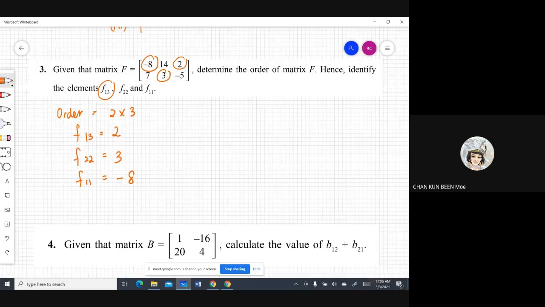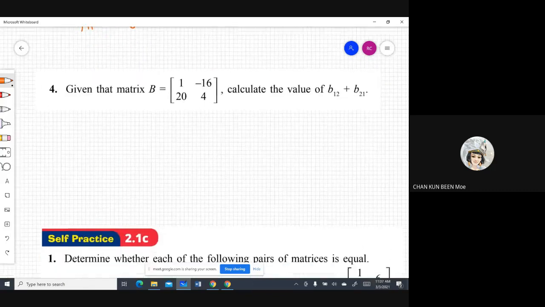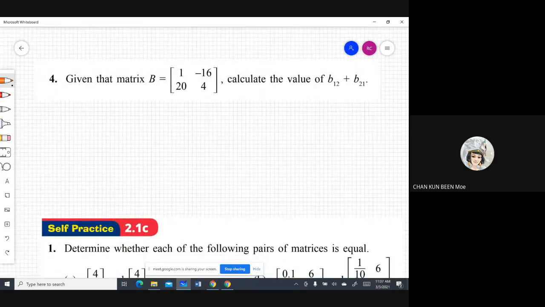Okay, so we continue with question number 4. Given that matrix B equal to 1, -16, 24, calculate the value of B12 plus B21. So B12 plus B21. B12 means first row, second column. So it's -16 plus B21, second row, first column. -16 plus 20 equal to 4.